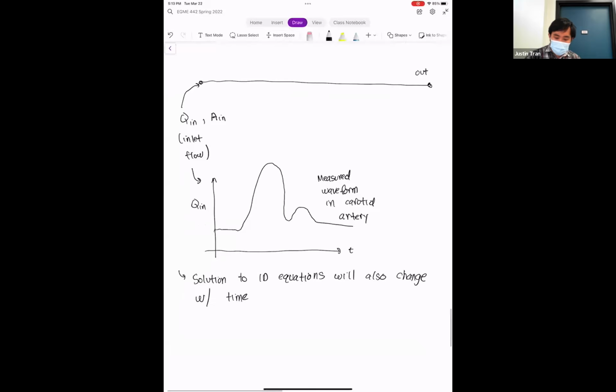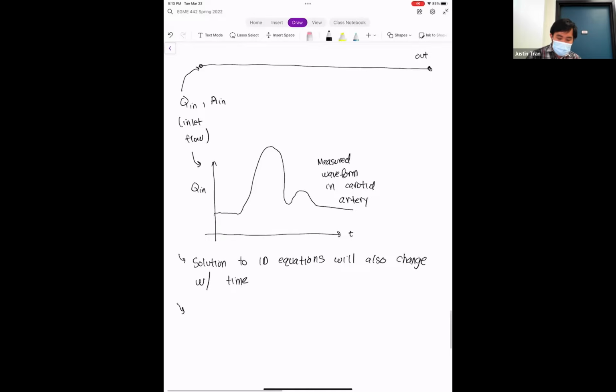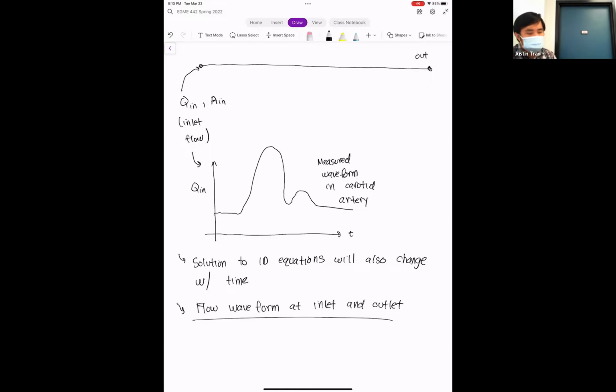And so let's look at the first primary result. The first primary result that I want to show you is the flow waveform at the inlet and outlet. We'll talk about the other result later, but I want to start with this just because we're running a little bit short on time. All right, so I'm going to go ahead and jump to the Matlab code. Before I do that, are there any questions on this before I switch the screen? Okay, all right, so let's go ahead and switch to the screen.